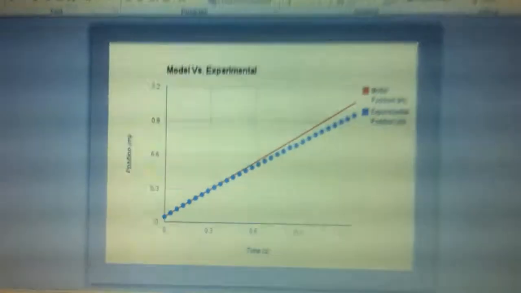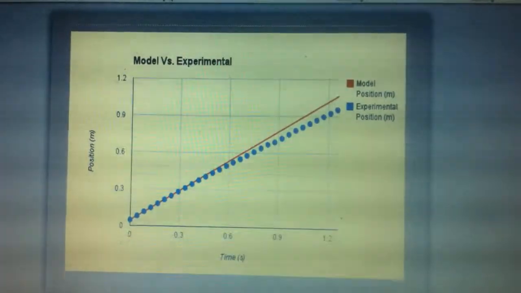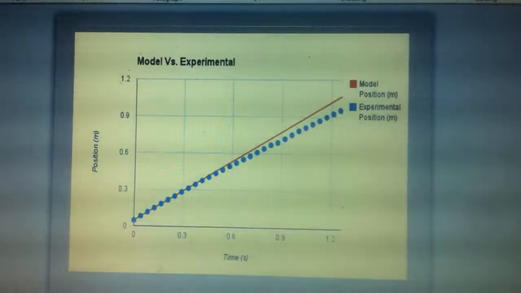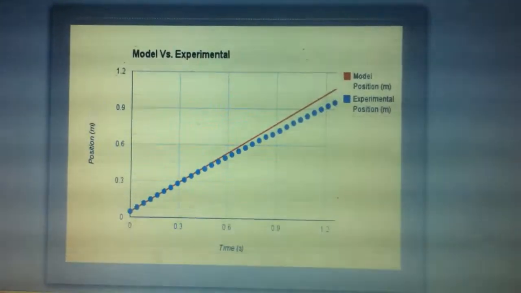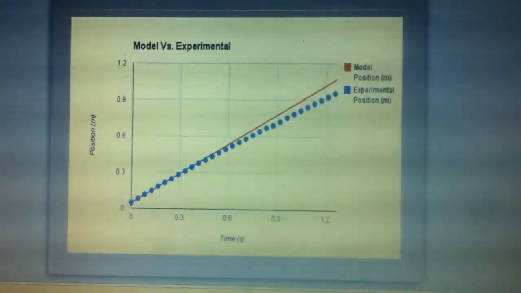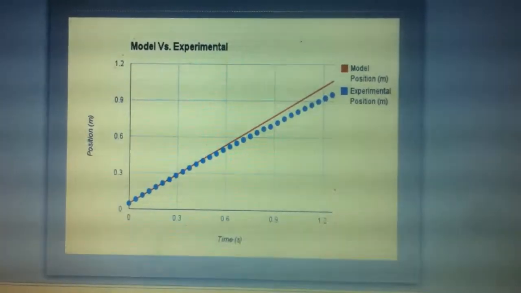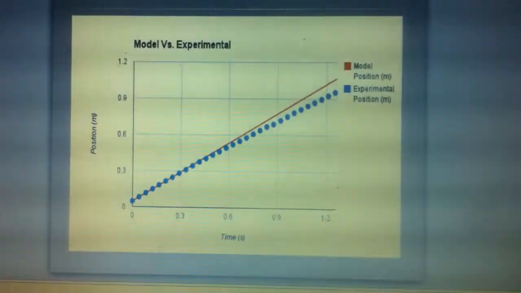In this scenario of model versus experimental, our model is our computer simulation and our experimental is our video analysis. As you can see, the model and the experimental closely follow each other, especially in the beginning. Towards the end, the graphs diverge slightly from one another. Overall, our experimental data proved to be a fairly good representation of constant velocity.